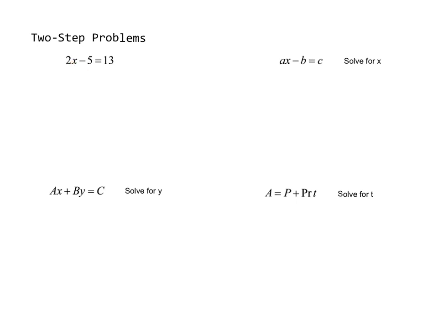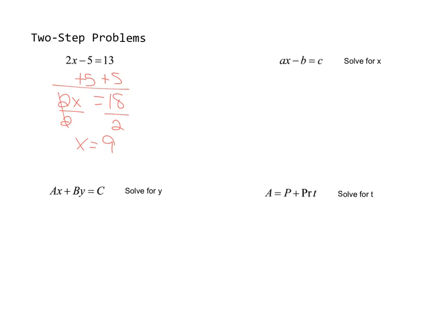I'm trying to isolate the x. I've got to take care of this minus 5 first, so the first thing I do is add 5 to both sides. I get 2x equals 18. Then I'm going to divide both sides by 2, and I get x equals 9, right? So first I took care of the part that wasn't with the variable, then I took care of the coefficient of the variable. I got my answer.